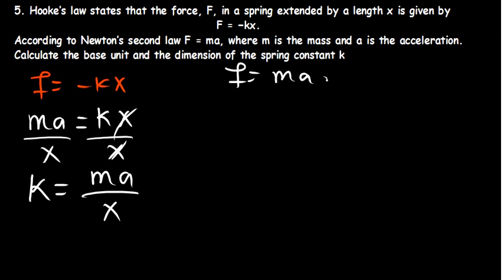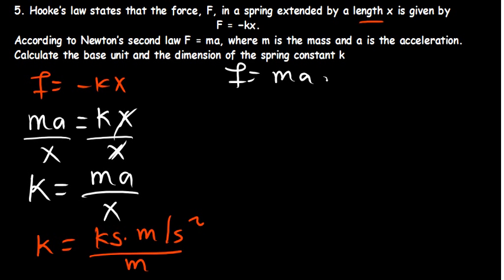Now, in this case, we are trying to find the basic units. So the basic units are going to be like this. Mass is in kgs. Acceleration is in meters per second squared. X is in meters because it's the length. Now I can clearly see that this can be cancelled. So the basic units of k will be kg seconds to the power negative 2, or I can just say kg per second.